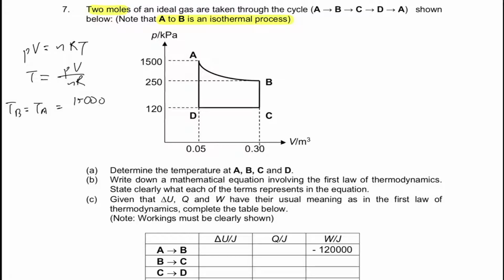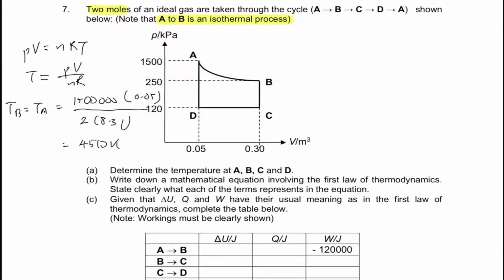So this is 1500. Then V is how much? V for A is 0.05, divided by 2 times 8.31. And then I'll get for A, let me just double check my answer, 4510 Kelvin. That's for A.